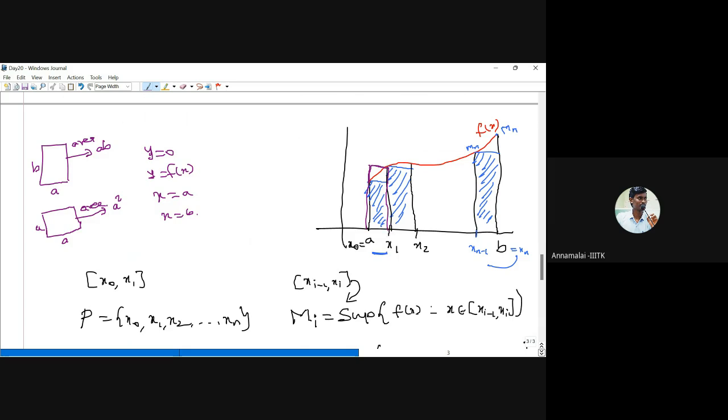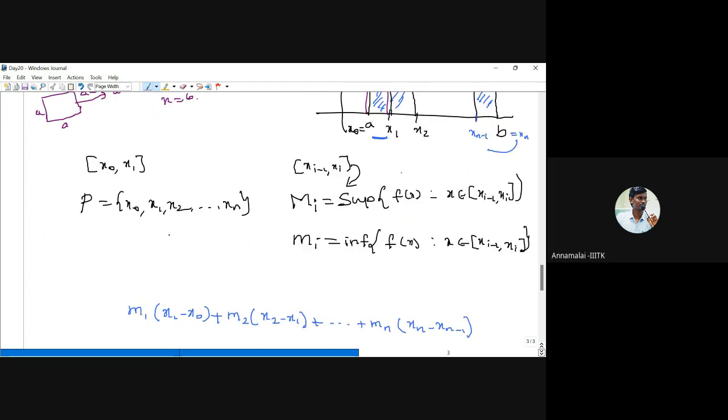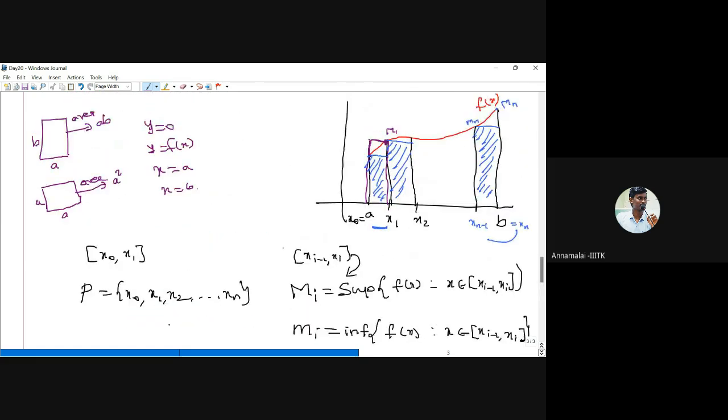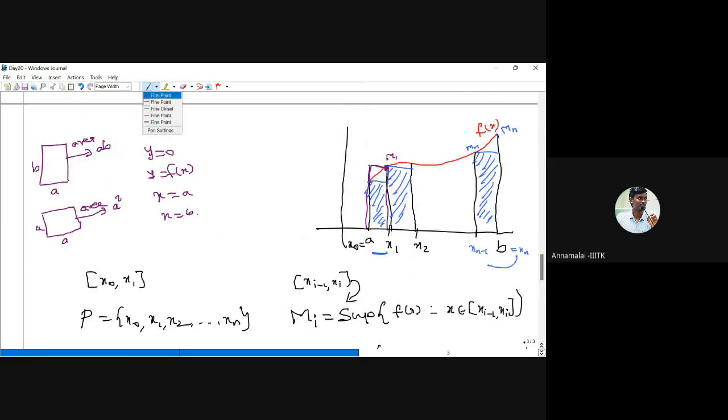What is the height? This is the maximum point, that is capital M1. That is height into base. Capital M1 is the height, base is x1 minus x0. That is the area of the bigger one. Here we cover the extra portion, but we don't want the extra portion. We want to lose that portion. Therefore, we need the exact area.